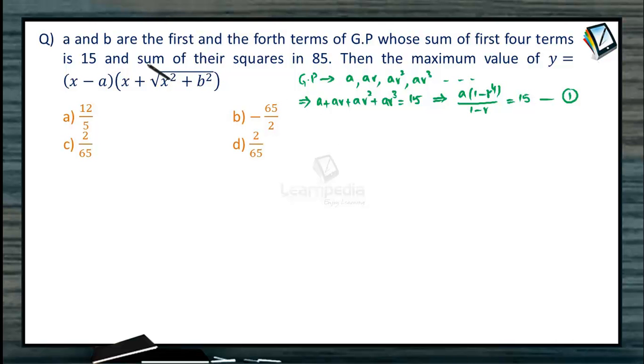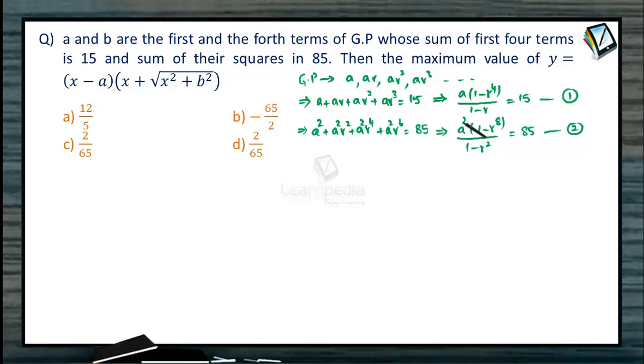Another condition on A and B is also given. The sum of their squares is 85. So what do we get? A square plus A square R square plus A square R to the power of 4 plus A square R to the power of 6 is 85. Now this being again another GP, the sum is A square into 1 minus R to the power of 8 by 1 minus R square is 85. So this is another equation in A and R.